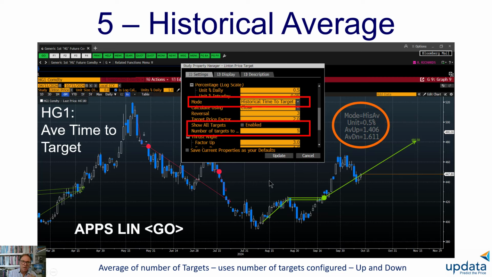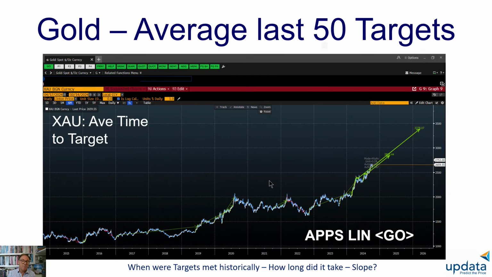I personally think this is quite an interesting one where it just says, well, I'm going to look at how well they worked historically, and I'm just going to go with what's worked best historically on average. So there's 5 methods, but as I mentioned, my preferred method is time to target. This is this time to target average.